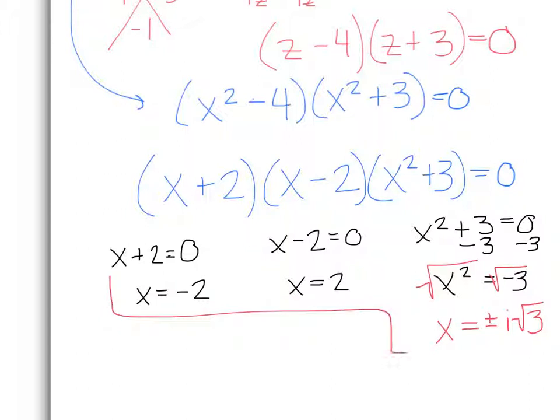So how many answers do you have? What was the original degree of the problem? 4. That'll help you remember. Wait, we have 4? There's only 3. Plus or minus is 2, and 1, 2, 3, 4. Any questions?